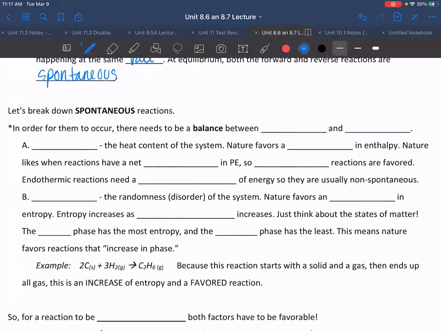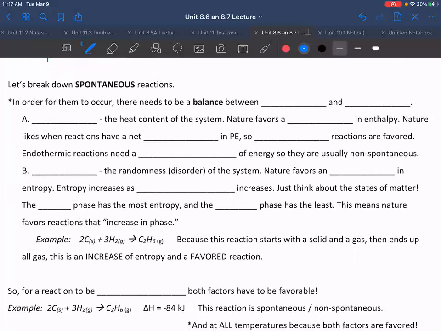All right, so we're going to break down spontaneous reactions then. We already know one of these terms. For a reaction to be spontaneous, there's a balance between our enthalpy, which you know as our heat of reaction, or delta H. This is what we've been talking about for quite some time now. We describe our heat of reaction as exothermic or endothermic types of reactions, and this all has to do with their delta H values.